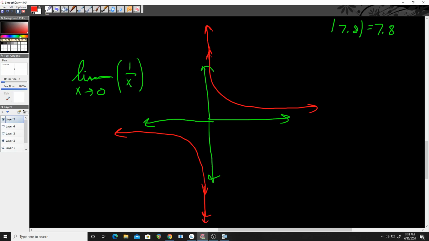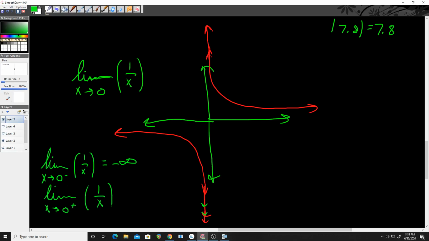So to distinguish this from 1 over x squared, we have limit as x approaches 0 from the left. And look, from the left, boom, negative infinity. Limit as x approaches 0 from the right, positive infinity. Okay, here's 0, sketching from the right. There we go, positive infinity.